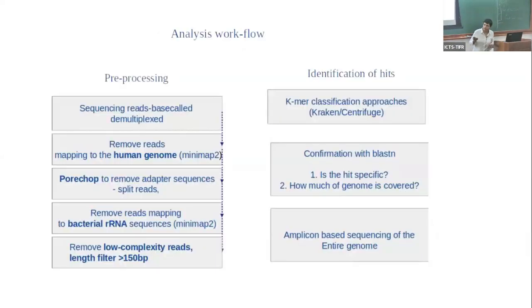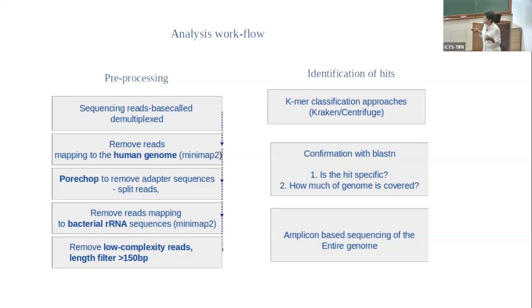And this is the bioinformatics, how we think about it. We have a pre-processing step. Once we get the sequencing reads, we base call them. Usually, we'll take multiple samples and sequence them together. So at that point, they need to be demultiplexed. That is, you need to separate out, based on the barcodes and adapters that you have put, which reads came from which sample. You remove everything that belongs to the human genome. I use a particular software called PORCHOP, or there are some others as well, to remove adapter sequences and split the reads. Then remove reads.